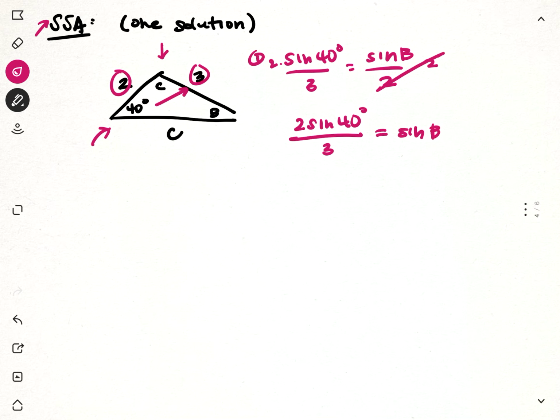Now, to get to B, because we're trying to find an angle, remember, if we're trying to undo sine, we take the sine inverse of the right side. Right, so that we get B, we're just taking the sine inverse of the whole left side. Let me write this down so I don't mess it up. Sine inverse of 2 sine 40 over 3. Okay.